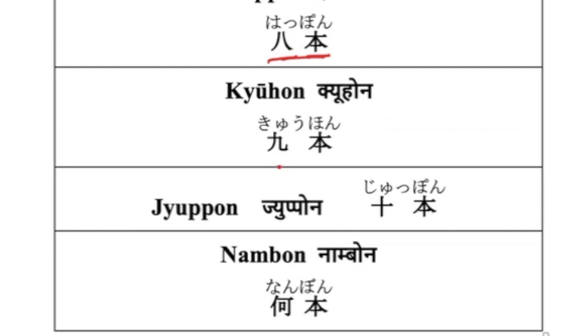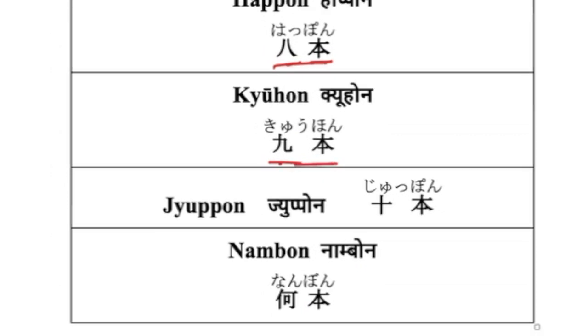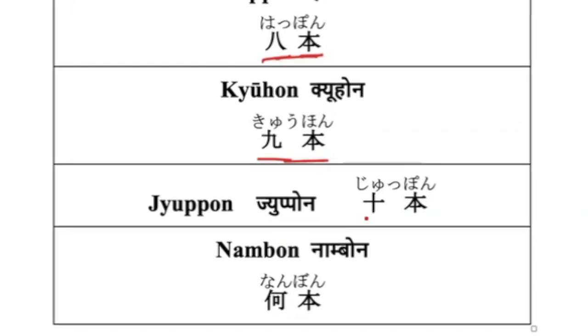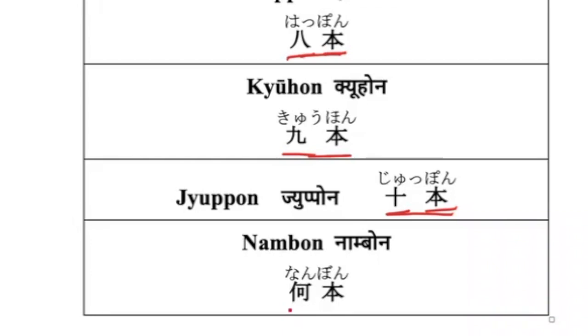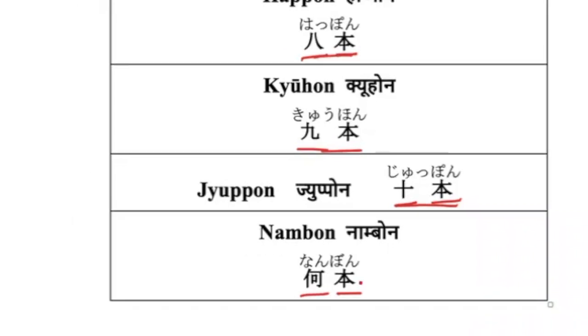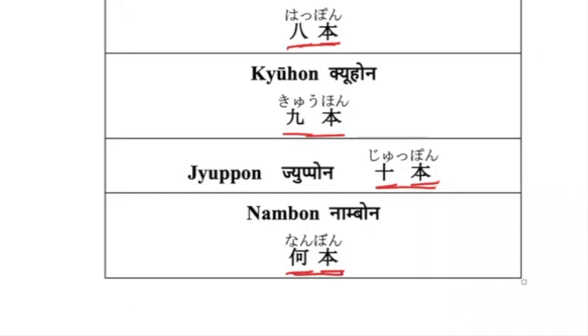Then nine long and thin objects, it is going to be pronounced as, this is nine, kyu, and this is hon. So kyuhon means nine long and thin objects. Then 10 long and thin objects, this is the kanji of ju, 10, this is hon. But it is going to be pronounced as juppon. Juppon means 10 long and cylindrical objects. Then how many long and thin objects are there? It is going to be pronounced as nan, this is the kanji of nan, and this is hon. So it is going to be pronounced as nanbon.